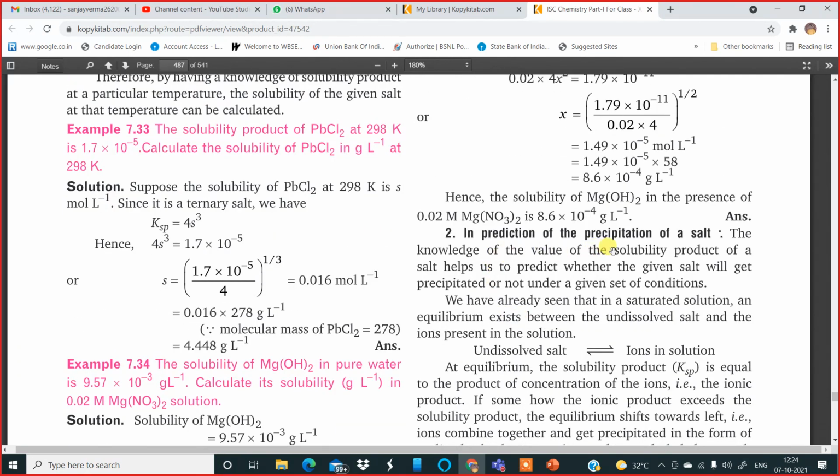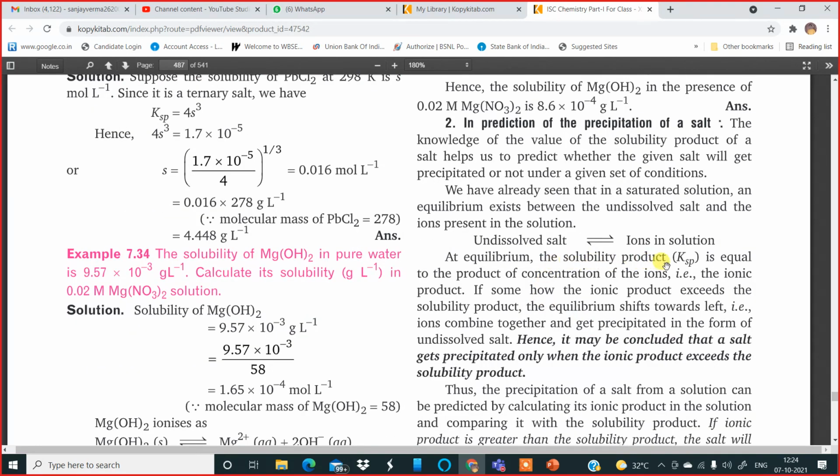The other one is in predicting the precipitation of a salt, whether the salt will precipitate or not. We know already that in a saturated solution, an equilibrium exists between the undissolved salt and the ions in solution. At equilibrium, the solubility product is equal to the product of the concentrations of the ions, that is the ionic product. If the ionic product exceeds the solubility product, the equilibrium shifts towards the left, that is, ions combine together and get precipitated. If the ionic product becomes higher, precipitation will happen, otherwise it will not. So we can conclude that a salt gets precipitated only when the ionic product becomes greater than the solubility product.